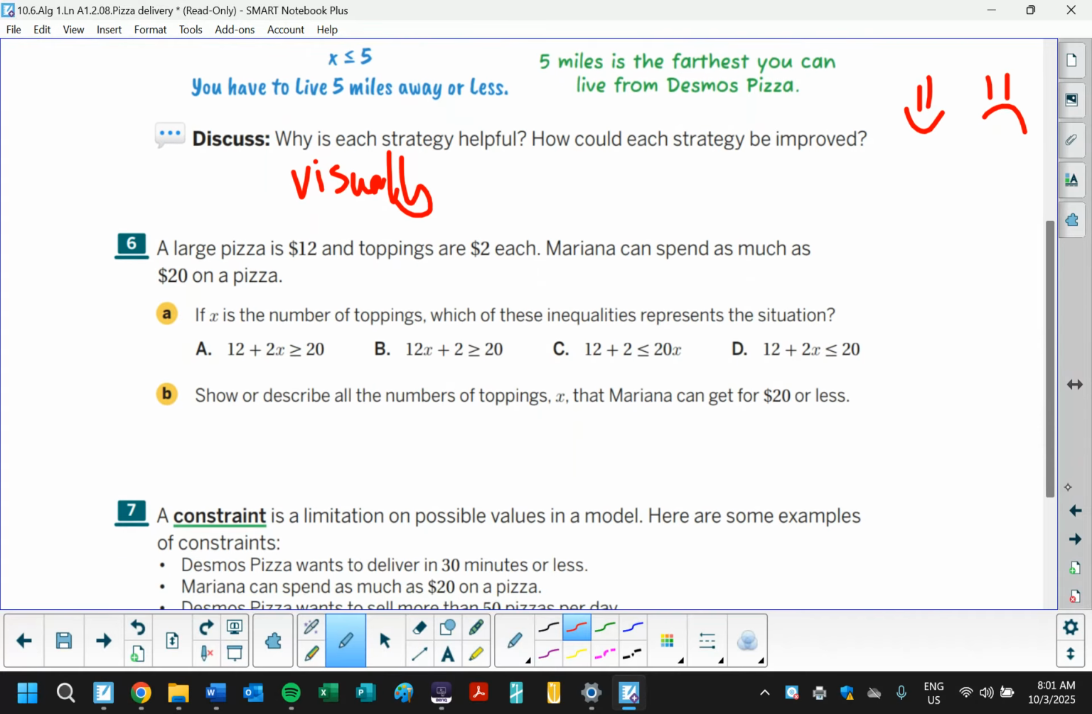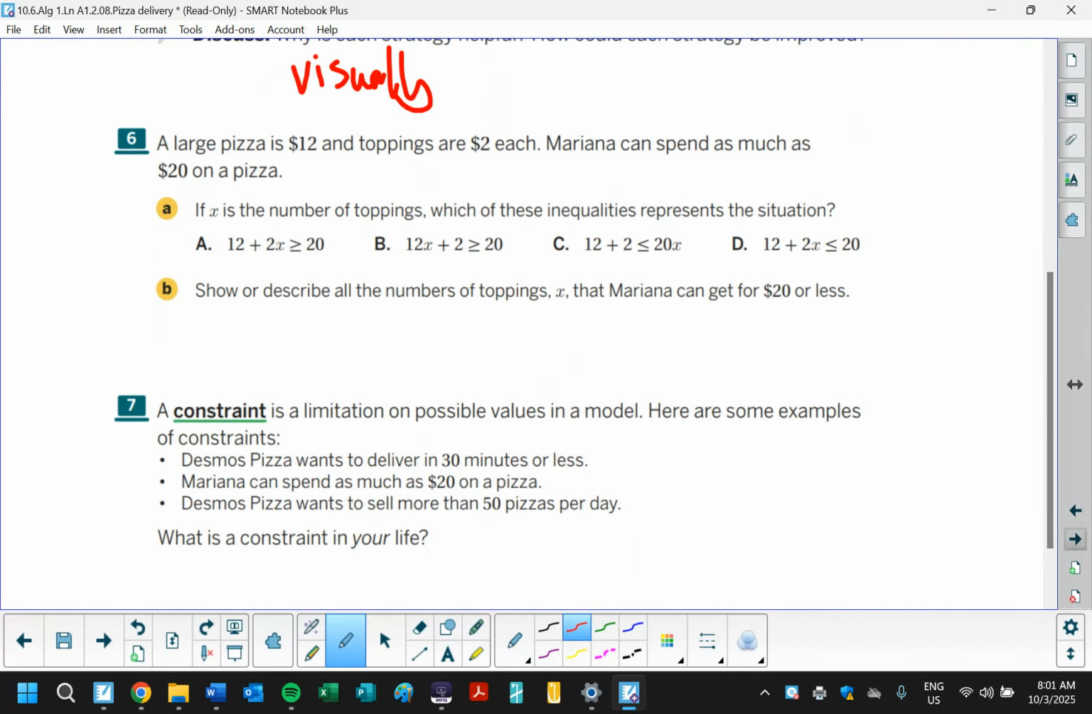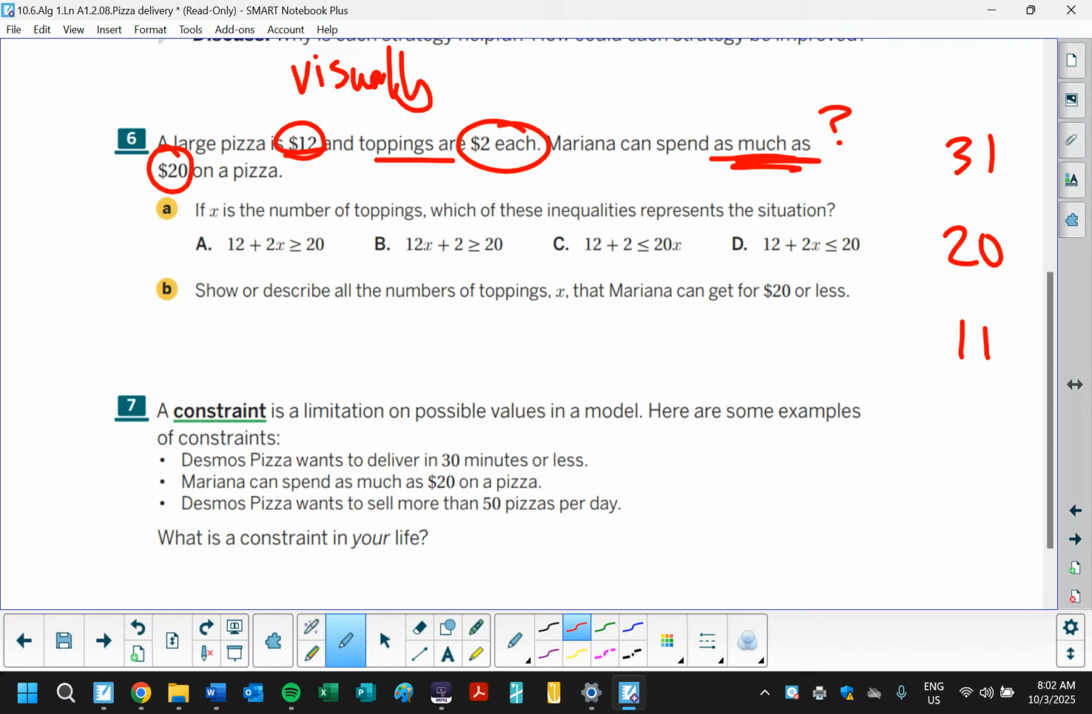But everything in life has advantages and disadvantages. Meanwhile, large pizza, $12. Toppings are $2 each. She can spend as much as, wait a second, I'm going to put a little question mark, $20. Okay, so think about 20, think about a number higher, think about a number lower. Which one is going to be okay for her to spend as much as? Well, that means she can spend $20. She can spend less than that, but she cannot spend more than that. So when I see the words as much as, I'm thinking less than or equal to.